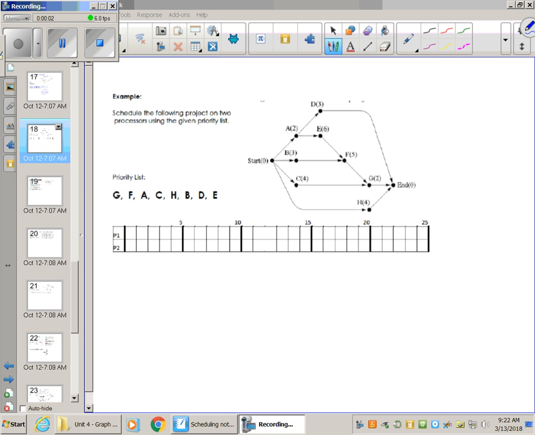Okay, this is day three of our scheduling notes. At this point, you should know what scheduling is, you should know what a priority list is, and how to schedule based off of a priority list, given X amount of processors. For warm-up, to practice what we've learned, let's do this example with two processors, P1 and P2, given the priority list, and using the graph right here on the right, the diagram. So this would be our warm-up.